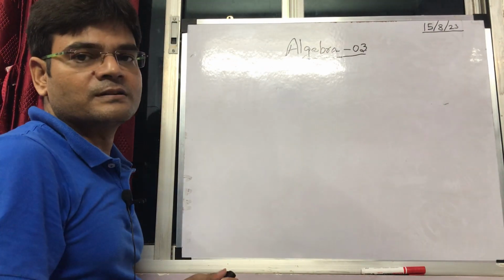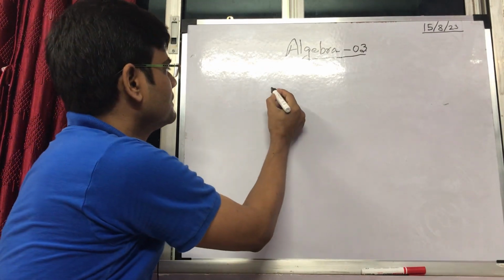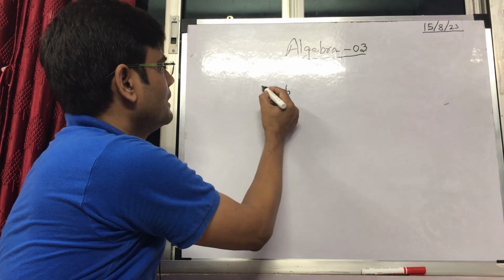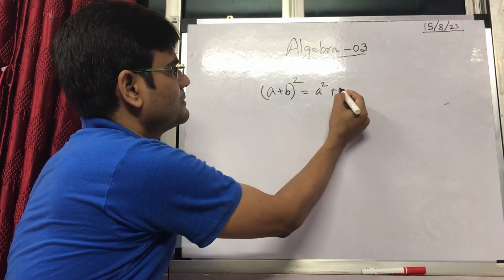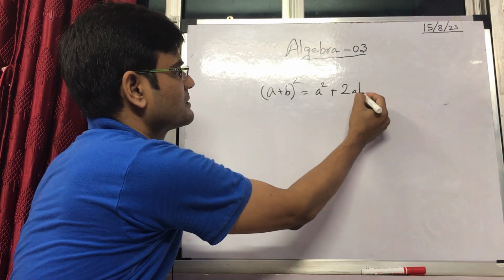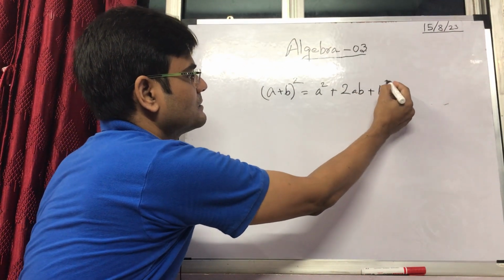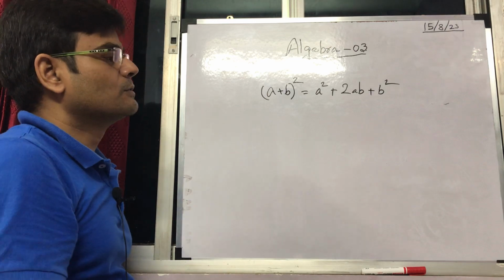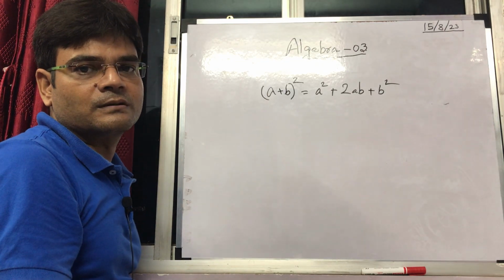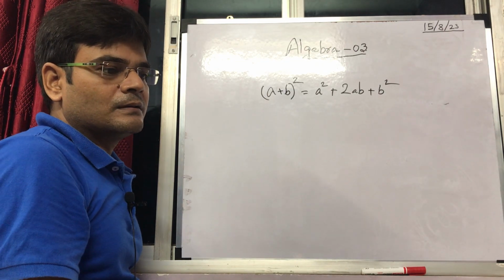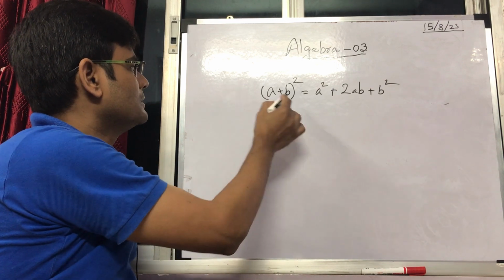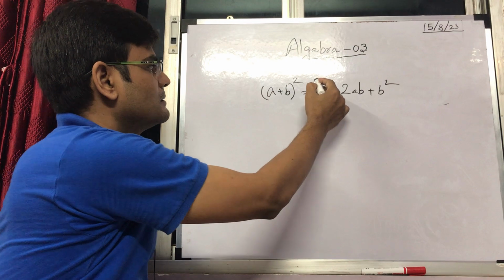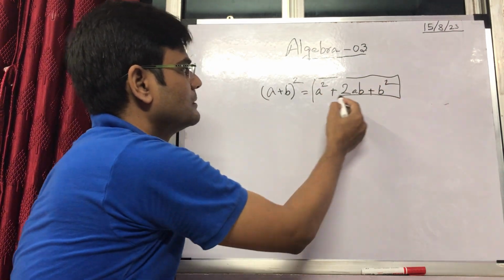So this is the first formula which students, I don't know which class, it starts with 7, 8, 6. This is the formula: (a plus b) whole square is a square plus 2ab plus b square. Now suppose I was not aware of this formula, or I forgot this part. How do I derive it?